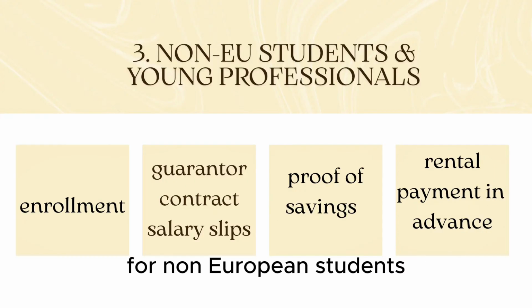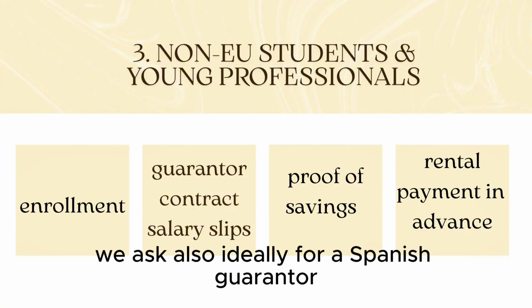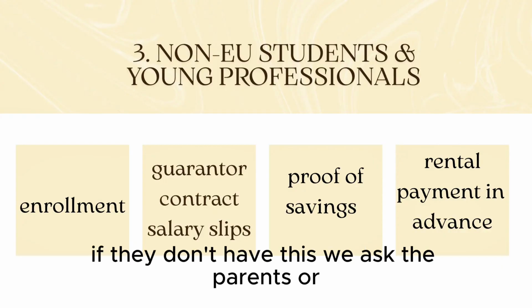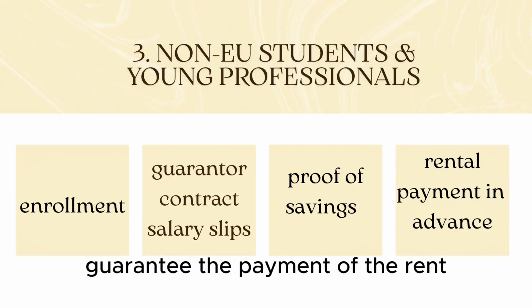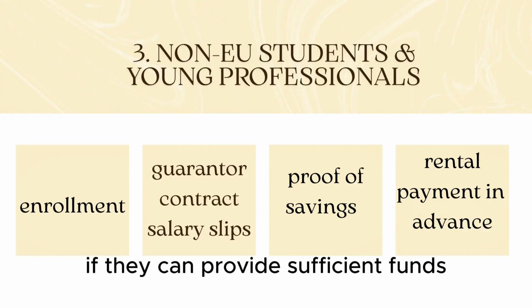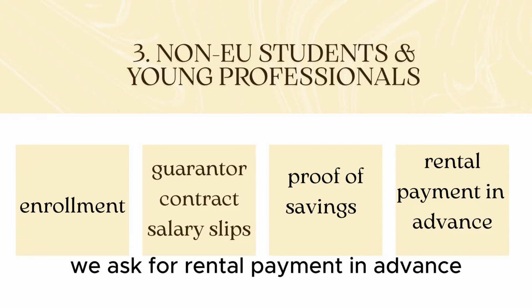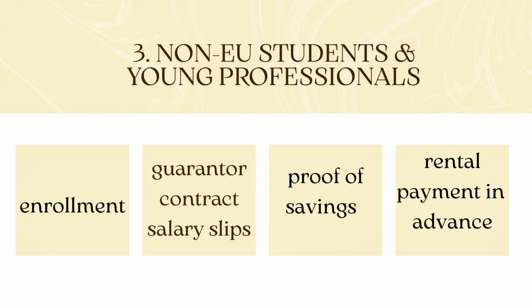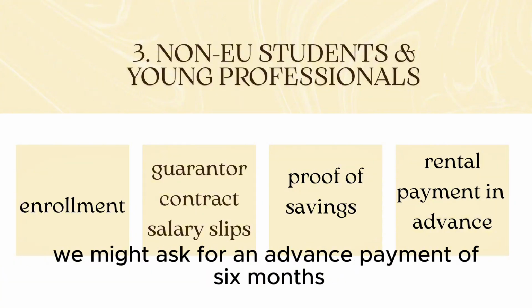For non-European students or young professionals who don't have enough resources, we also ideally ask for a Spanish guarantor. If they don't have this, we ask the parents or another person who again guarantees the payment of the rent, if they can provide sufficient funds. If it is complicated to review those documents, we ask for a rental payment in advance. For example, if the rental contract would be 11 months, we might ask for an advance payment of 6 months.